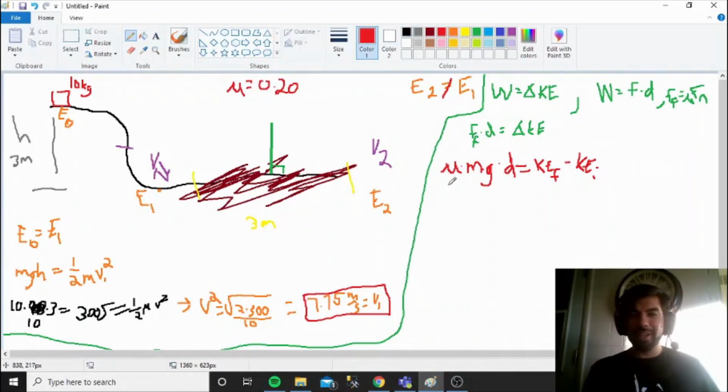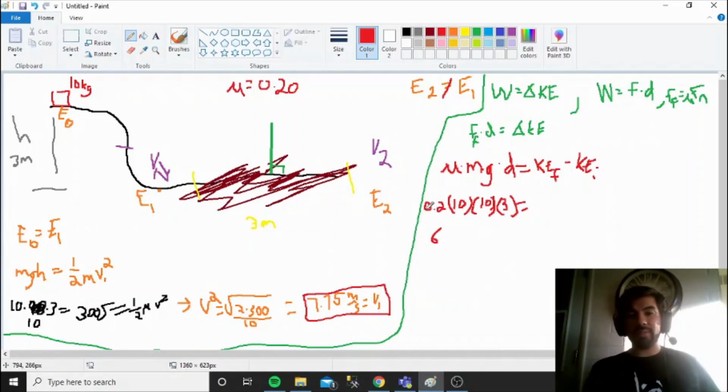Okay, so 0.2 times 10 kilograms, right? And then again, I use g as 10. Let's just keep it 10 right now. If you use 9.8, that's okay. That's better, in fact, but like I said, the less work I have to do, the better. So times 3. My distance is 3. So that would be, I think, 60, right? So that would be 0.6 times 100. Yeah, that should be 60. So this would be 60 joules.